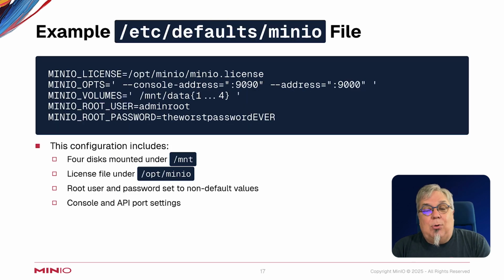So here's the example /etc/default/minio file. As you can see here, I've got my license location. I've set up my console and my API ports on 9090 and 9000. I also have 4 data directories, mount data 1 through 4. You can use that expansion notation to make things easier. And I'm using a root user called admin root, and the password is the worst password ever. And the reason why I've set that is because you do not want to copy this and use it in production.